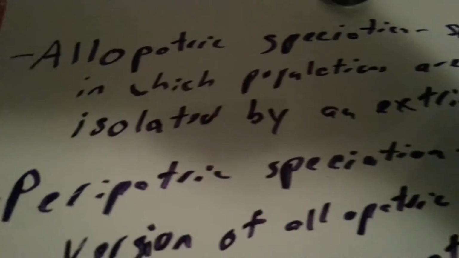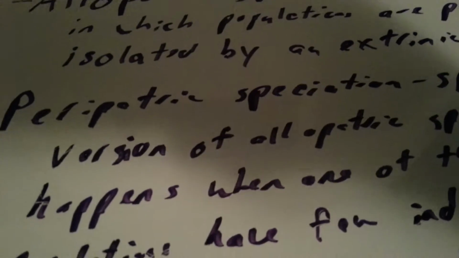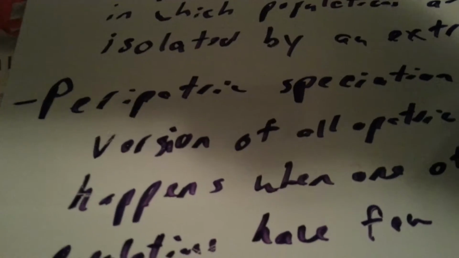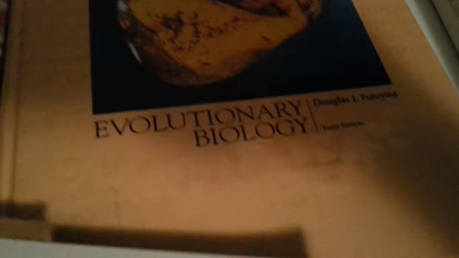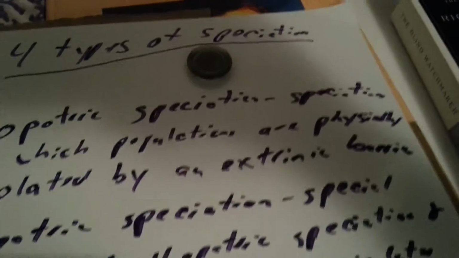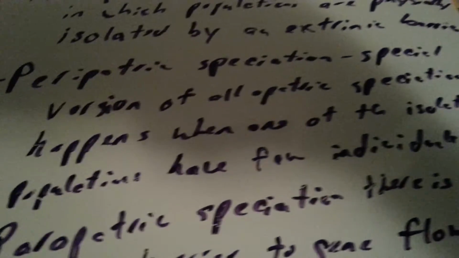Allopatric speciation. And peripatric speciation, right here, is a special version of allopatric speciation, and happens when one of the isolated populations has very few individuals. Here's a very hypothetical example, and it's in this paper, because when I took evolutionary biology and genetics, we learned all this stuff, and I have all my notes. So of course I'm going to read from the notes. I put it together, and that's what I'm basically trying to read from. Here's a hypothetical example of peripatric speciation.